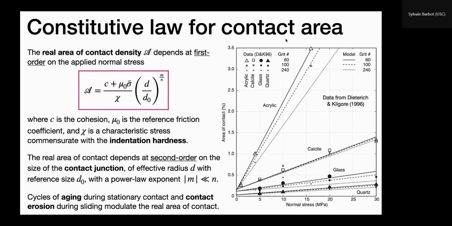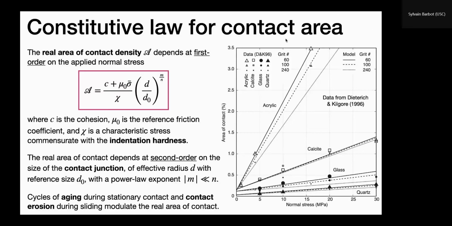And second, there is a sensitivity to the size of these asperities. So that's captured by the second part of this equation with a function of d to the m over n. And m over n is a very small quantity. It's smaller than 1. And so that means that this sensitivity to size is weak, but it exists. And so we can calibrate this equation to the laboratory data from Dietrich and Kilgore.